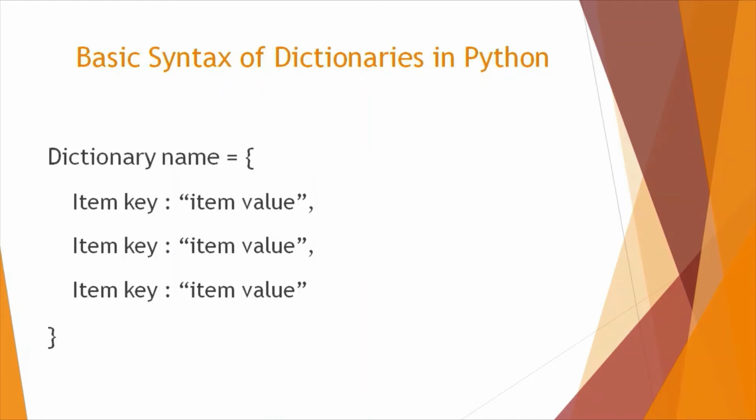So here I have the basic syntax of dictionaries in Python. First of all, we declare the dictionary name, then equals to, and then we start our braces, and I can declare the item key, colon, item value, and we have to have this comma here, because if we want to put some more keys and values, we have to declare this comma, else it will throw errors. So item key colon item value comma item key colon item value, and obviously no comma at the end, because I'm just ending the dictionary and closing the braces.